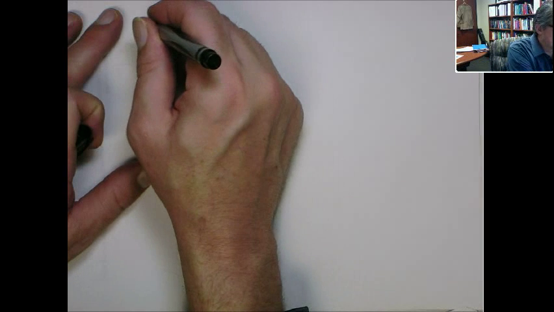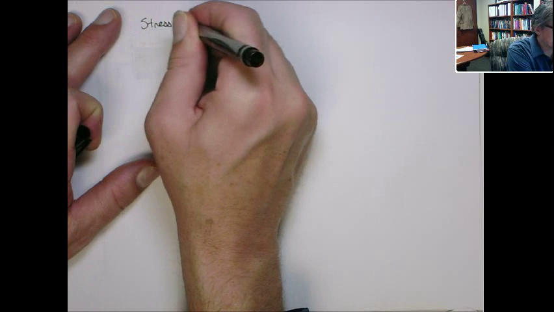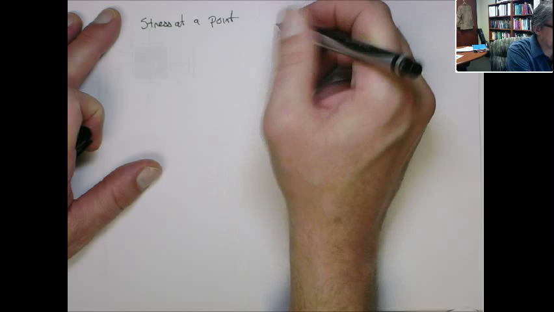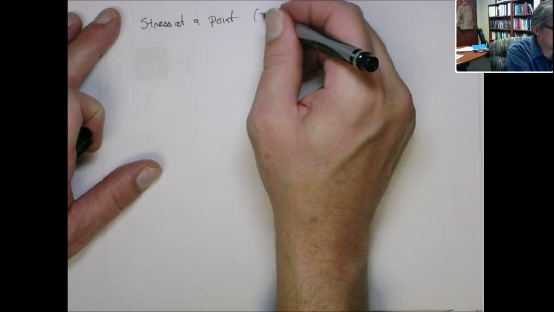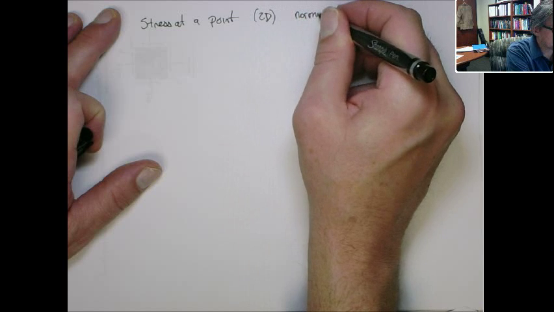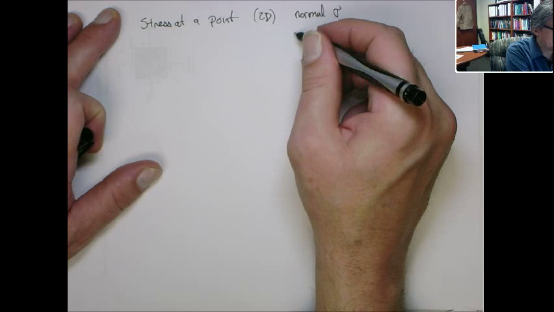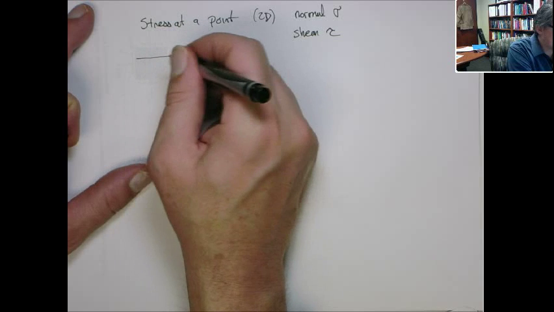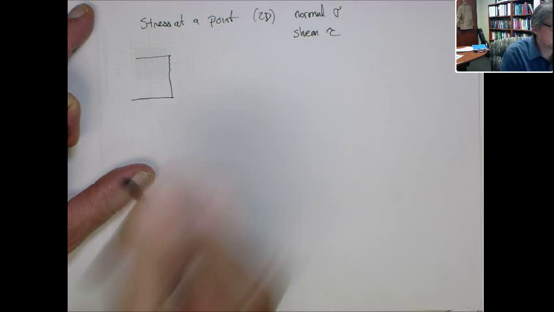All right, so in the last video we talked about stress at a point. We were talking about just 2D for the most part now. And this gave us a normal stress component, sigma, and a shear component. Now, this came about from when we expose the surface.